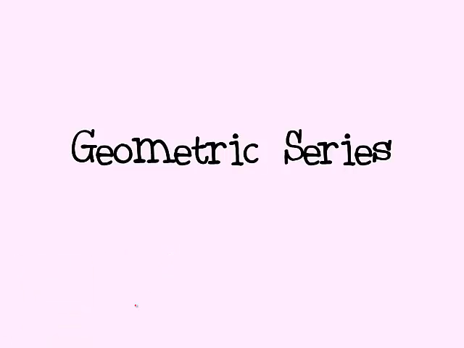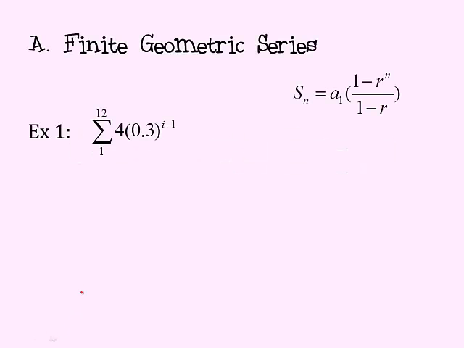This video is about geometric series. We've done arithmetic series, now we're doing geometric. There are two kinds of geometric series: a finite series and an infinite series. Finite means it has an ending, so there's a value on top of sigma other than infinity.